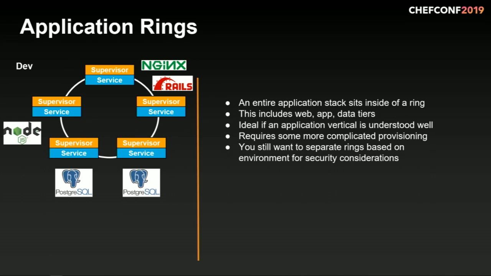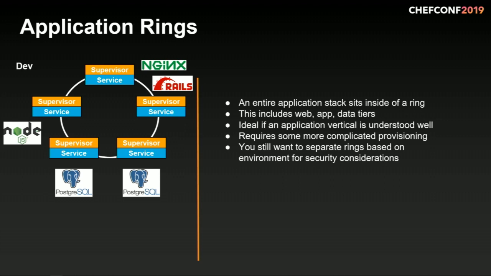The second last one is application rings. An entire application stack sits inside of a ring. You need to be able to provision a ring dynamically in this case. So you have to be able to create a new encryption key, store it in Vault, pull it down from the other supervisors, have those supervisors join the ring, all that kind of stuff.